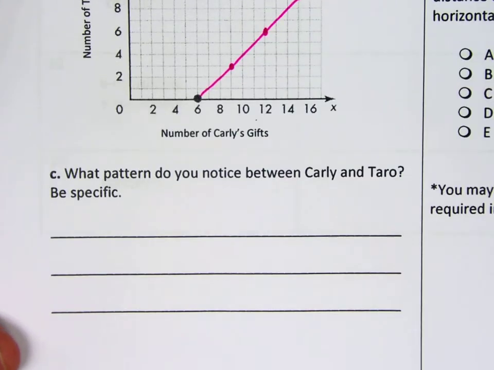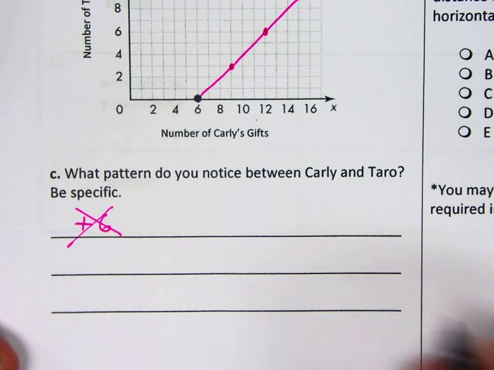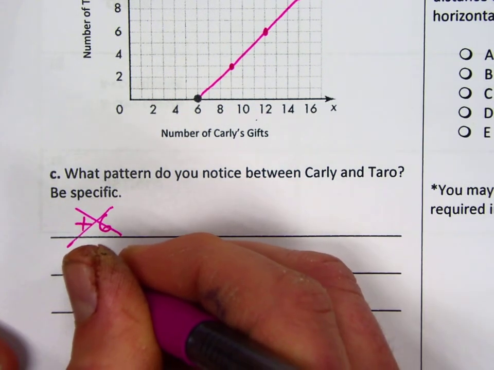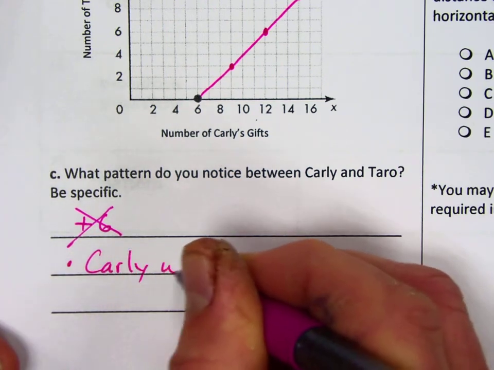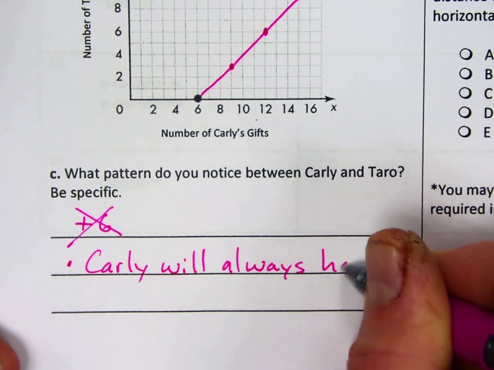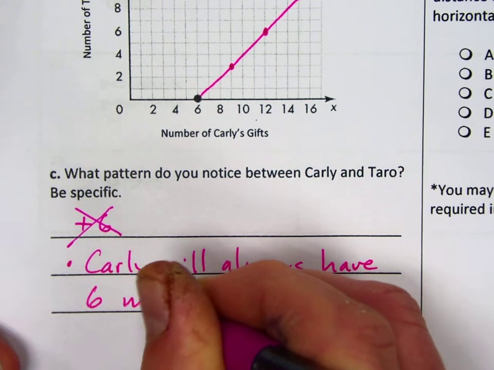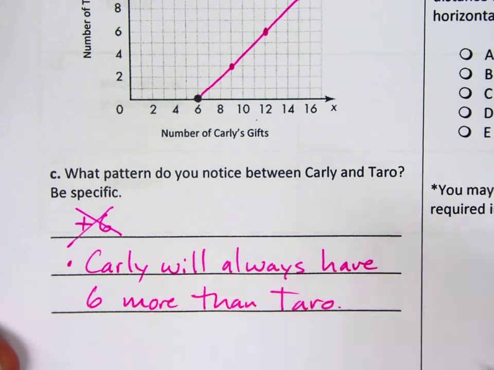What pattern do you notice? We don't want students to say something like plus 6 because it's really not specific. We're really hoping that students say something simple like this. Carly will always have 6 more than Taro. Of course, you could always reverse it and say something like Taro will always have 6 less than Carly. That would work.